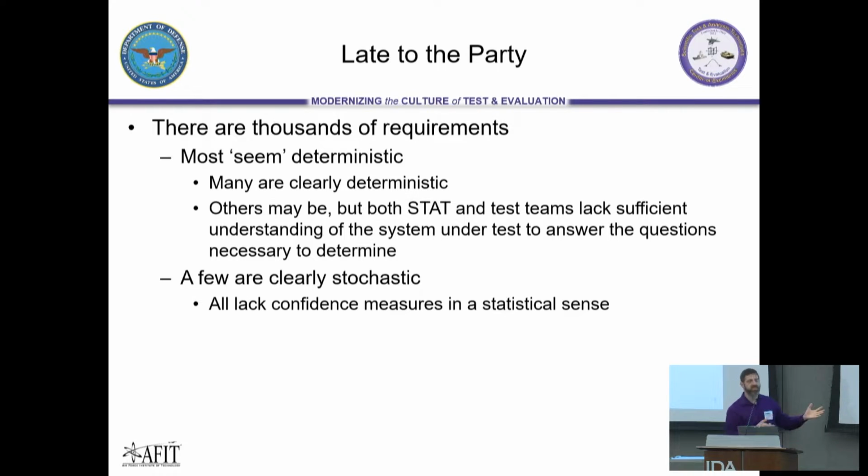There's either an access panel there or there isn't. We don't need a randomized test to know that. And some of them are clearly stochastic. There's going to be different responses, different times for message delivery. Others we weren't quite sure of because we didn't have enough understanding of the system.